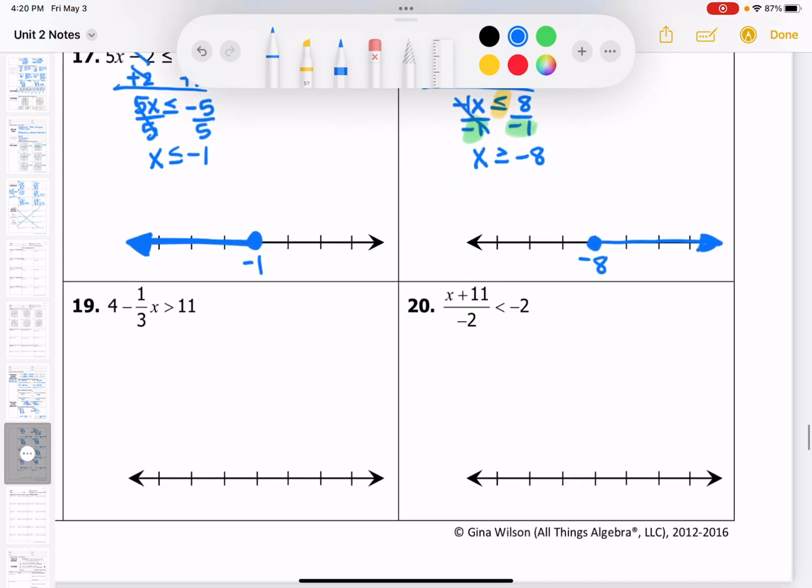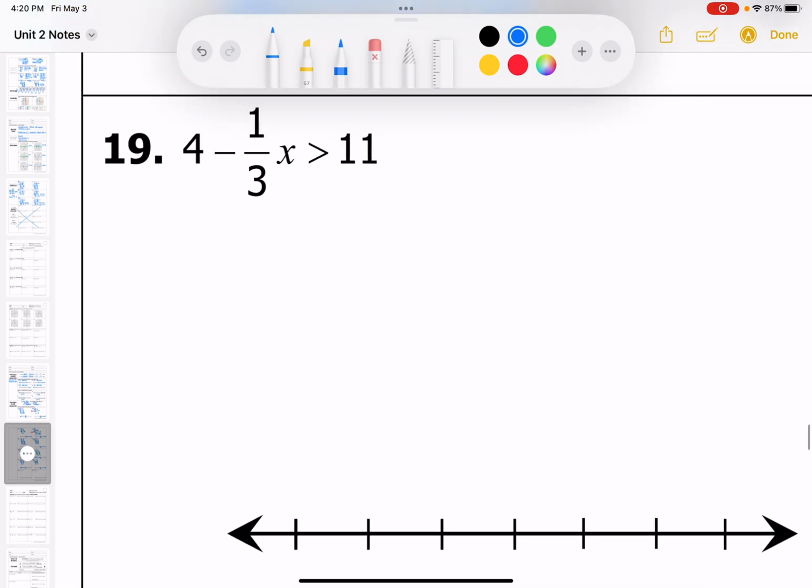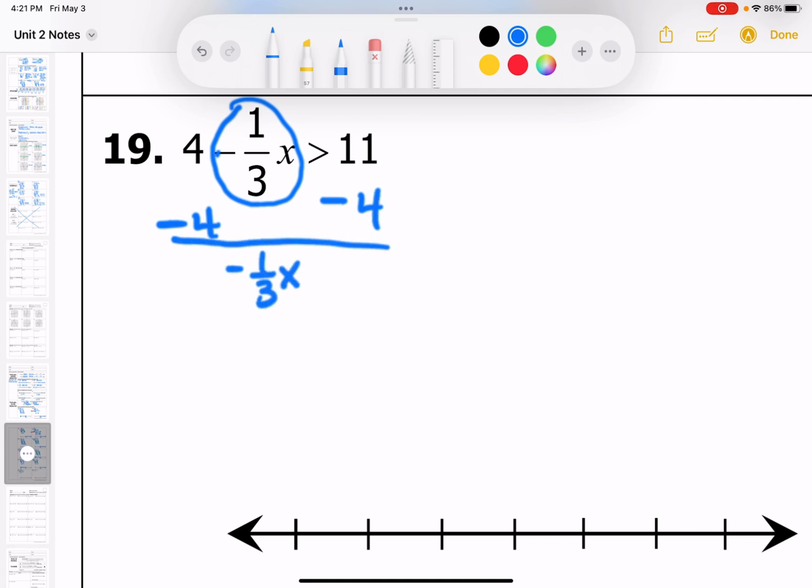All right, number 19. 4 - 1/3x > 11. So the first thing I have to do is get my -1/3x by itself. So to move that positive 4, I'm going to subtract 4 on both sides. So -1/3x > 11 - 4, which is 7.